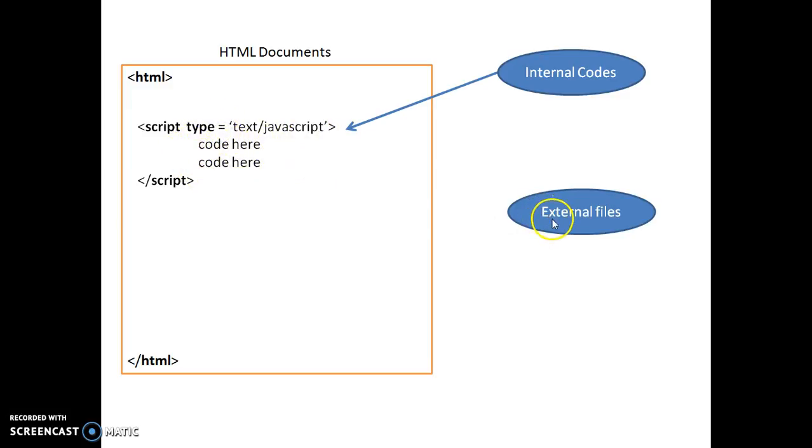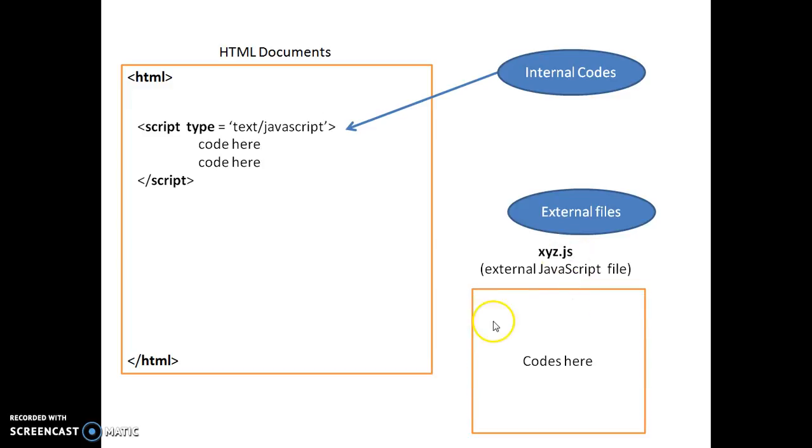And secondly, as external files, how can we incorporate a JavaScript external file in the HTML documents? Let's take an example, xyz.js. This is our external file. xyz is the name of our external file and .js is the extension which stands for JavaScript. So this is the external JavaScript file. Whatever codes that we need to write, it will be written here, and how to incorporate it lies here. It will be written similarly to the previous one.